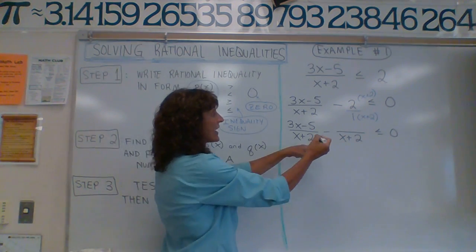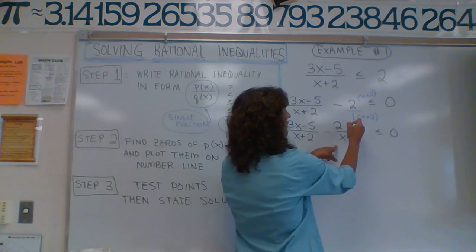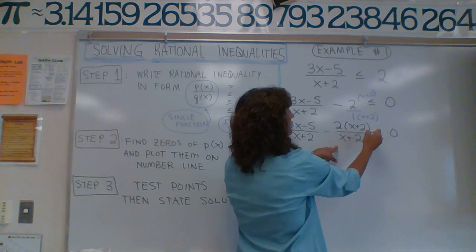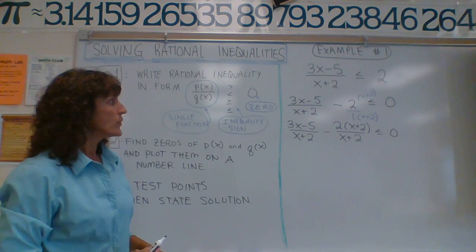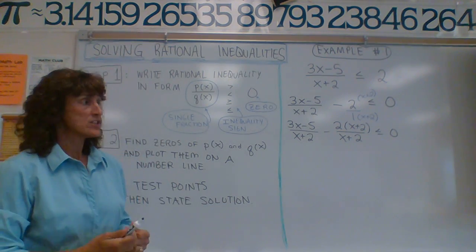Okay, so our new fraction here, you've got the 2 out front, but we have to multiply it by the x plus 2. So here we achieve a common denominator. Right. Next, what we want to do is write these 2 fractions as one fraction.